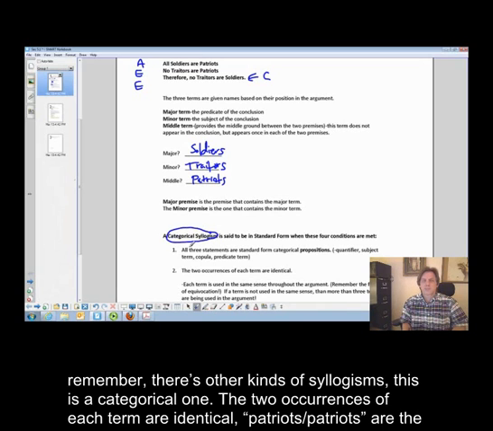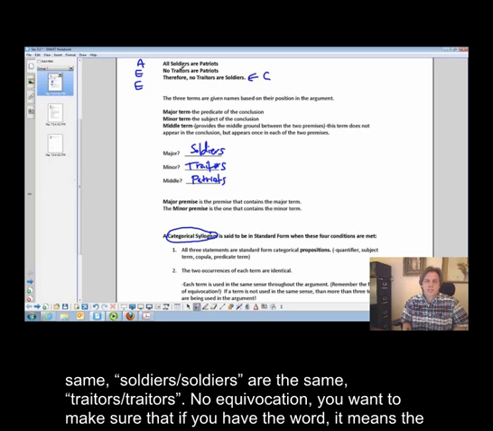Remember, there's other kinds of syllogisms. This is a categorical one. The two occurrences of each term are identical. Patriots, patriots are the same. Soldiers, soldiers are the same. Traitors, traitors. No equivocation. You want to make sure that if you have the word, it means the same thing.